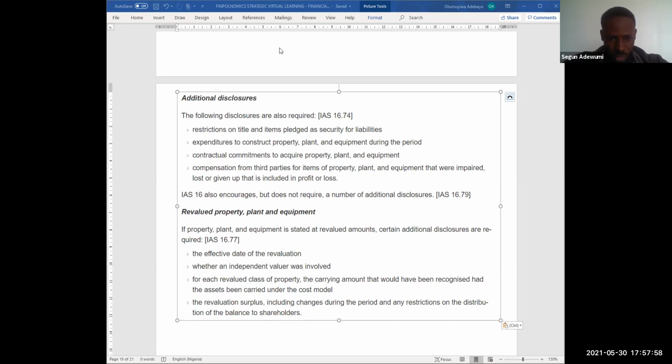Revalued property, plant, and equipment. If property, plant, and equipment is stated at revalued amounts, certain additional disclosures are required. 1. The effective date of revaluation. 2. Whether an independent valuer was involved. 3. For each revalued class of property, the carrying amounts that would have been recognized had the assets been carried under the cost model. 4. The revaluation surplus, including changes during the period and any restrictions on the distribution of the balance to shareholders.